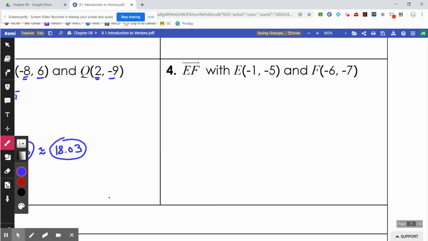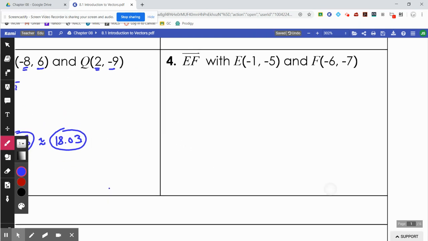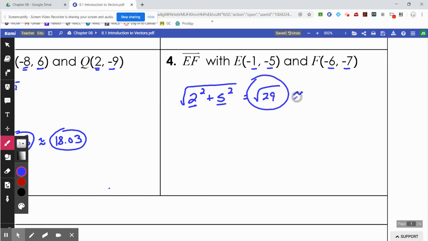Number 4. Again, Pythagorean theorem: the distance from -5 to -7 is 2. The distance from -1 to -6 is 5. So you have 2 squared plus 5 squared equals c squared. So take the square root to find the distance. That'll be the square root of 4 plus 25, which is 29. That will not simplify. Or you can write that as approximately 5.39.